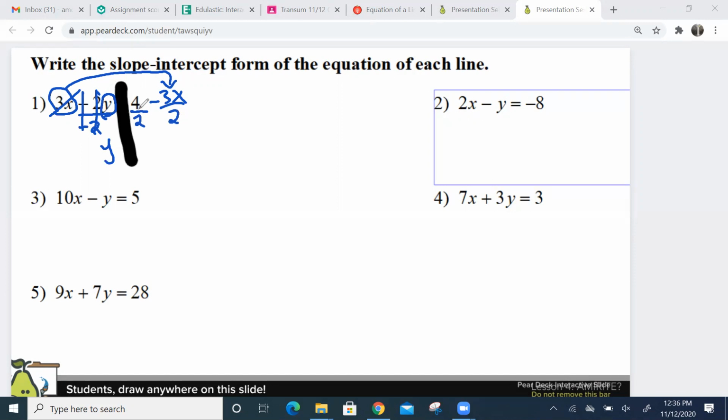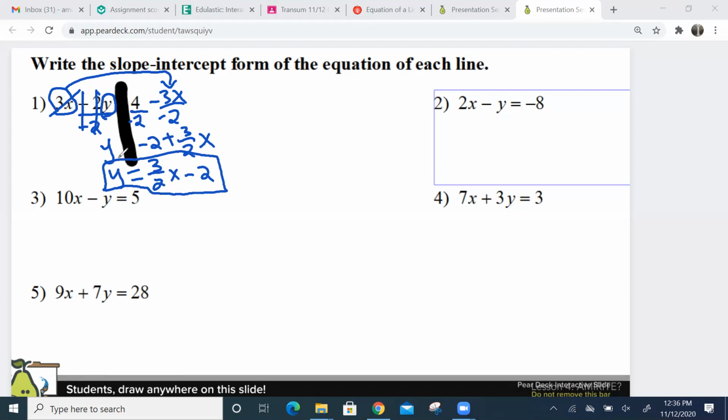okay? So 4 divided by negative 2 is negative 2. And negative 2 divided by negative 2 is a positive 3 over 2x. Okay, so just rewrite it. So the 3 over 2x goes right here, and the minus 2 right there. So that's all you have to do to change the equation from standard form to slope-intercept form.